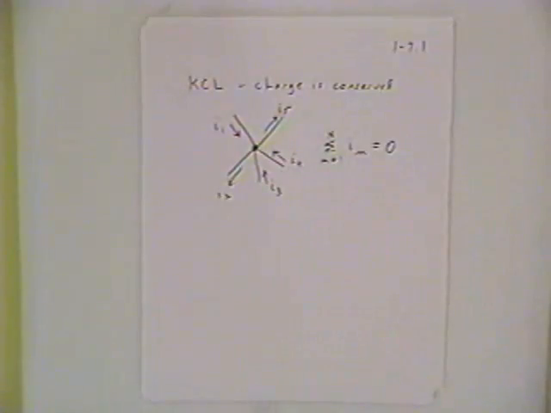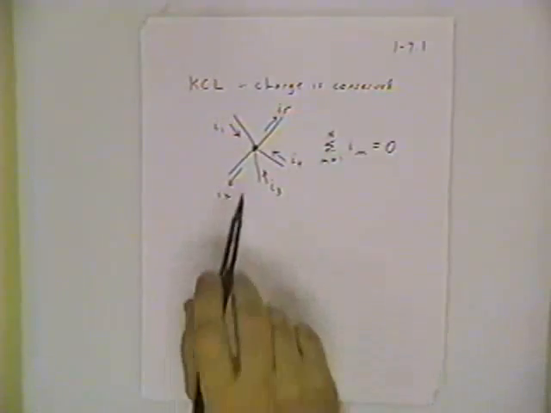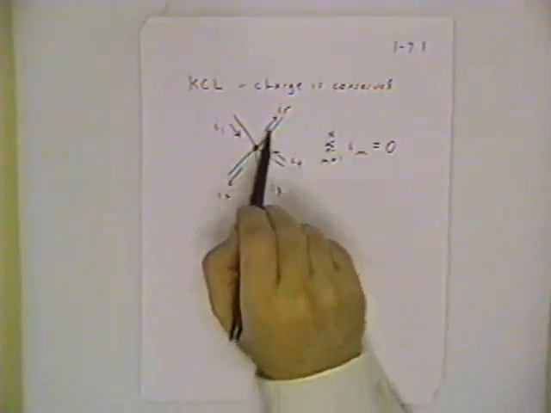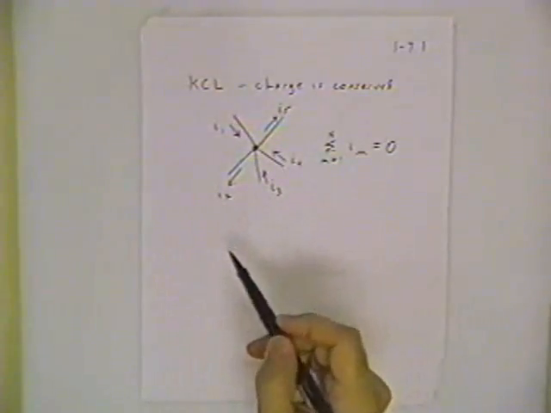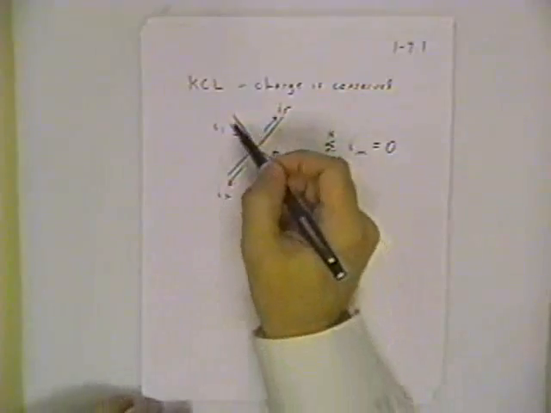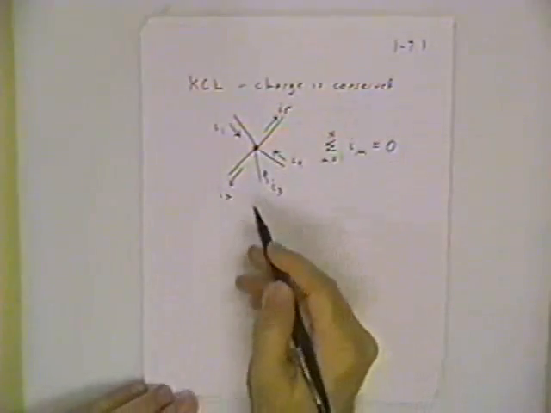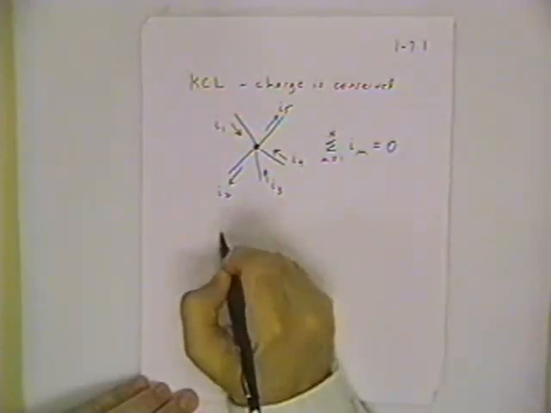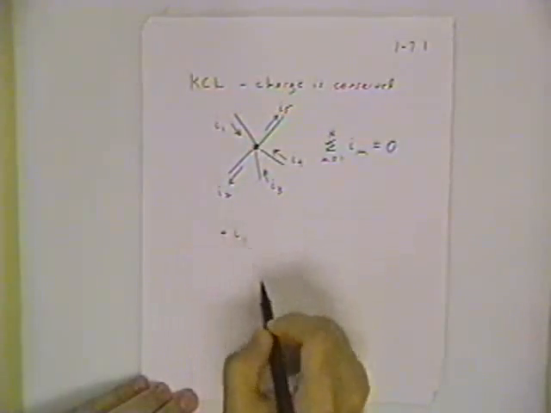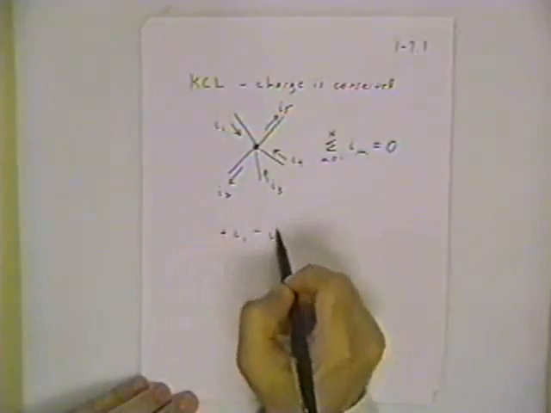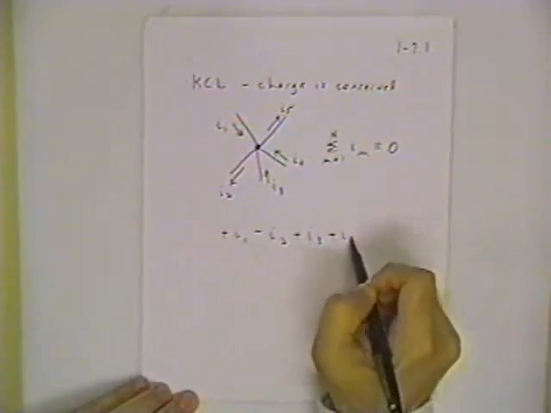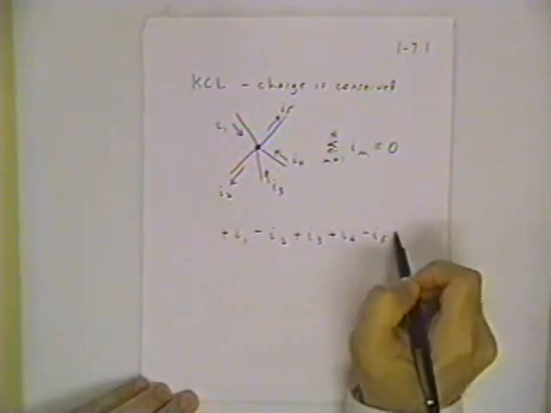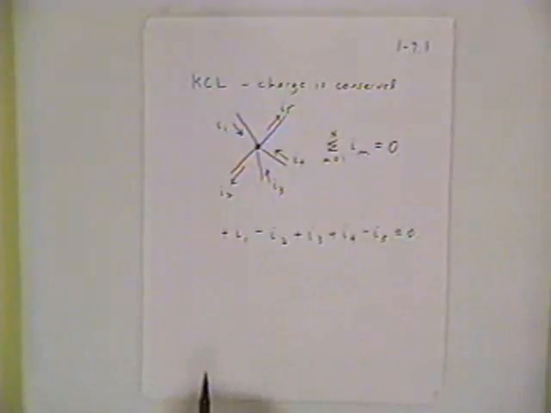And just as we had to pay attention to the polarities of the voltages for the voltage law, in the current law we have to pay attention to which direction the current is going, into the node or out of the node. Once again, it doesn't really matter which algebraic sign we assign to the concept of going in or going out. So let's say that we want to call currents going into the node positive. What we would write is plus I1 minus I2 plus I3 plus I4 and then minus I5, all equal to 0.